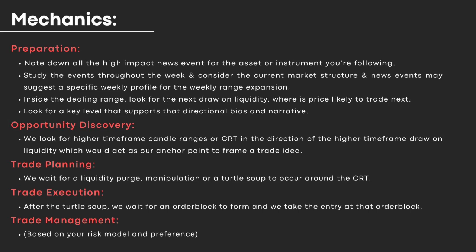And the next thing that you're going to do is find and determine the drawn liquidity on the higher time frame, right? And then inside the dealing range, you're going to figure out where price is likely to go next. Is it targeting a weekly high, a daily low, or maybe a key standard deviation? After you've done all of that, the next thing that you're going to do is identify and select the correct key levels that align with your directional bias, right? And now this key level could either be in the form of order blocks, candle ranges, breaker blocks, or fair value gaps, right? That's your whole preparation step.